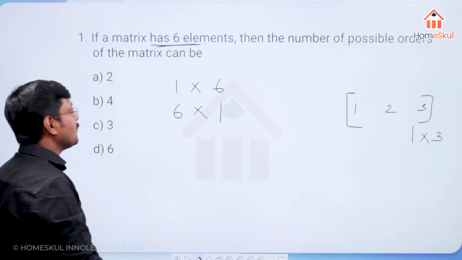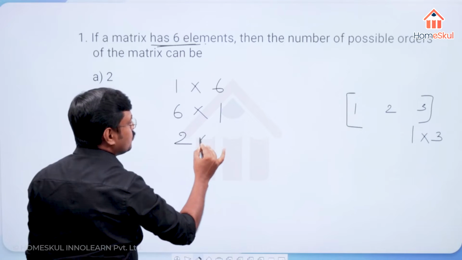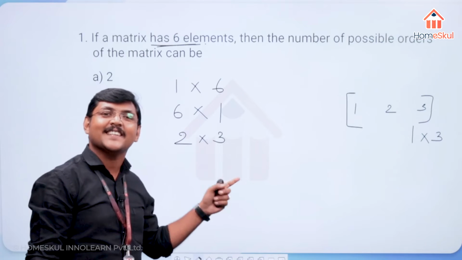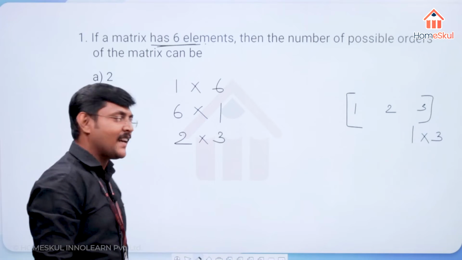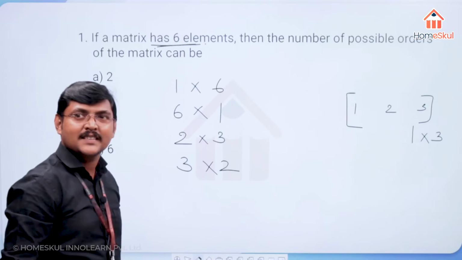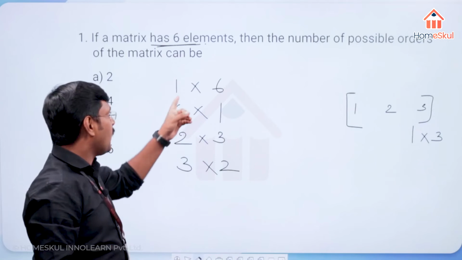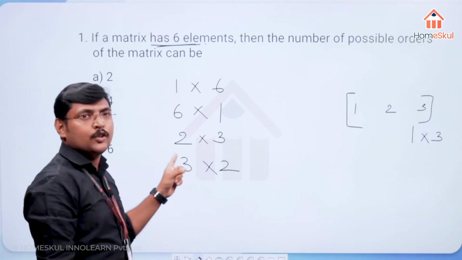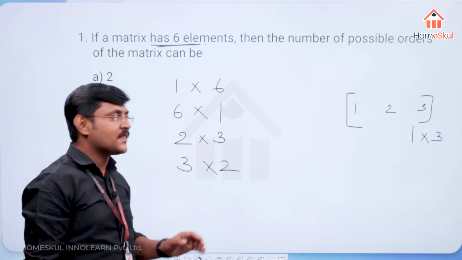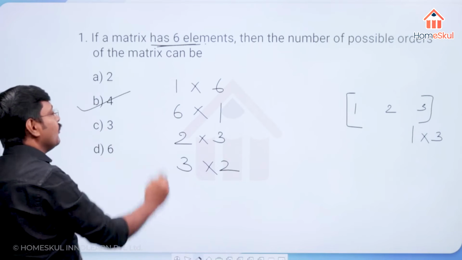I can take the next possibility. Yes, to get 6 elements, the next possibility is 2 by 3. 2 by 3, 2 into 3, that is 6, correct? Similarly, we can consider the next one also, that is 3 by 2. Is there any other possibility for getting the element count as 6? Listen, 1 into 6 is 6, 6 into 1 is 6, 2 into 3 is 6, 3 into 2 is 6. These are the only possibilities. So for this question, only 4 orders are possible. So the answer is B, 4.